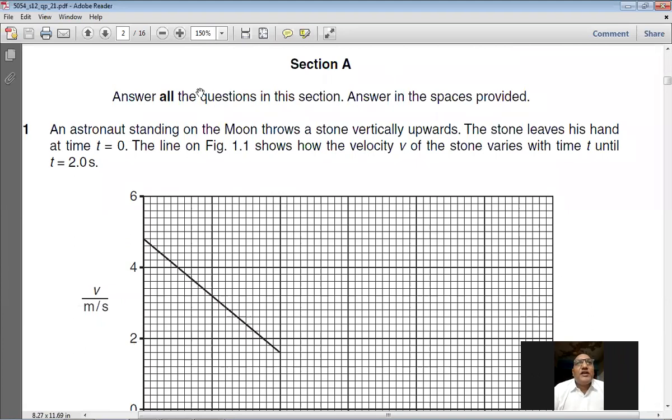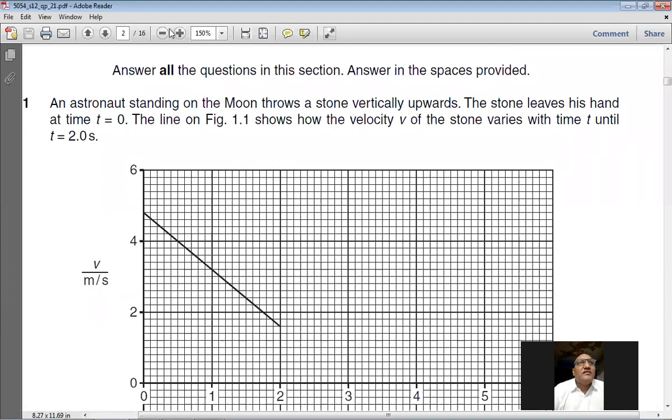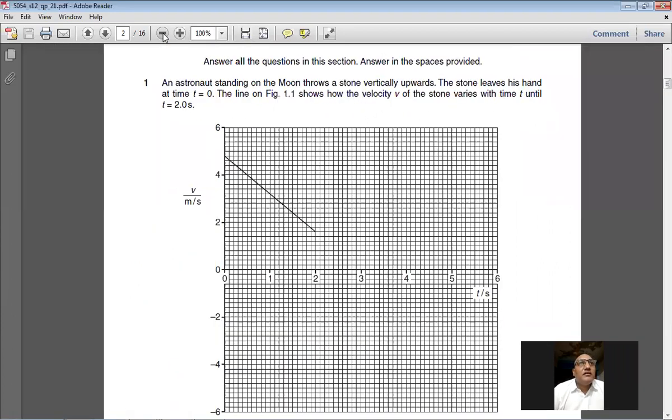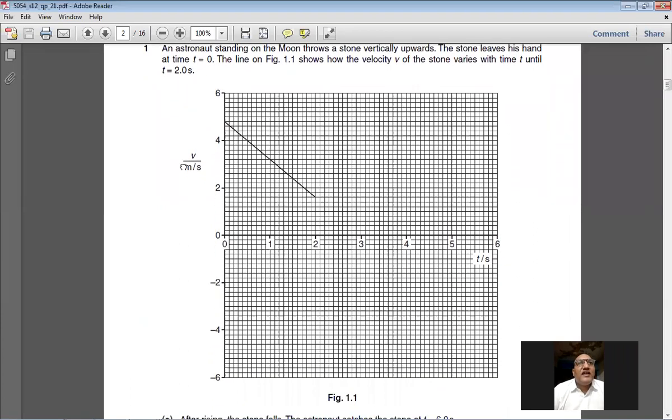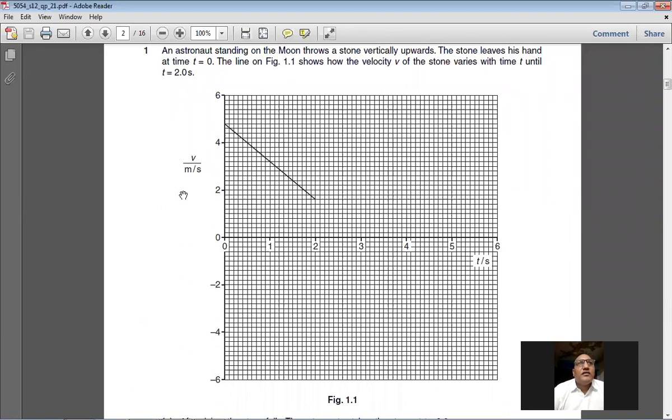So here we go. Question number 1 is on your screen. Let me reduce the size so you can see the whole question. An astronaut standing on the moon throws a stone vertically upwards. The stone leaves his hand at the time t equals 0. The line on figure 1.1 shows how the velocity v of the stone varies with the time t until t equals 2 seconds.